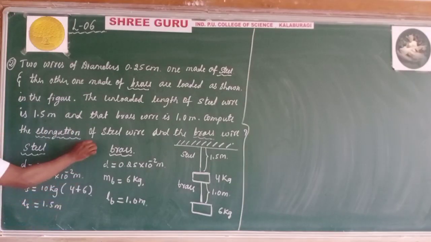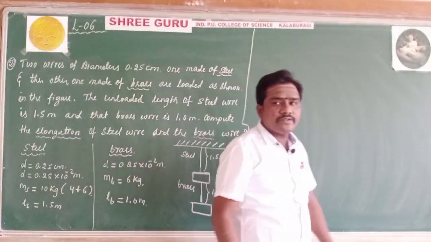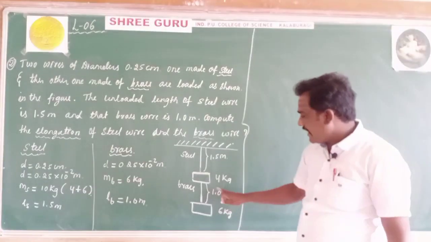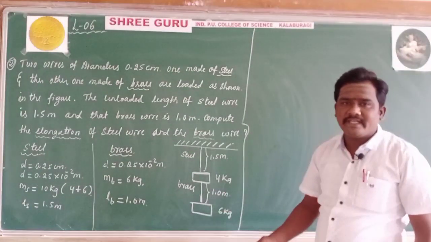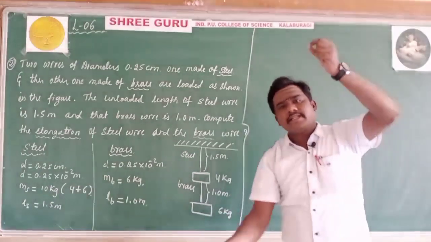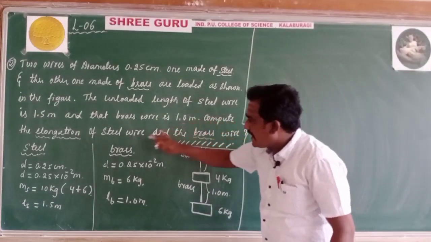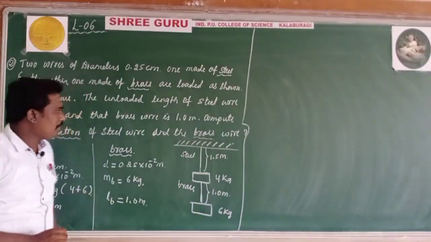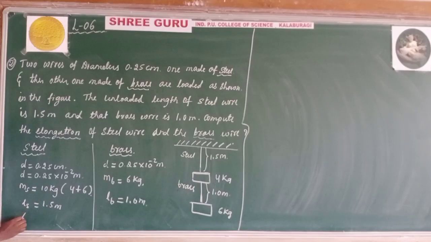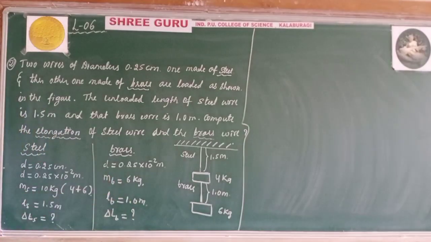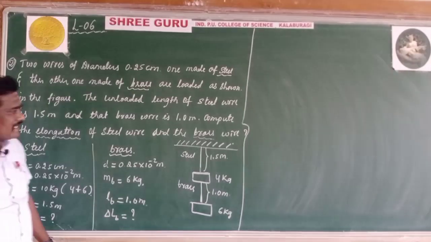We know how to convert from mass to force. The general formula, already you know from high school, is F equals M into G. M is our mass, G is our acceleration due to gravity. For any freely falling body, acceleration due to gravity is going to act. Then we should compute the elongation of steel wire and the elongation of brass wire. Delta LS we should find, and delta LB also we should find, separately.